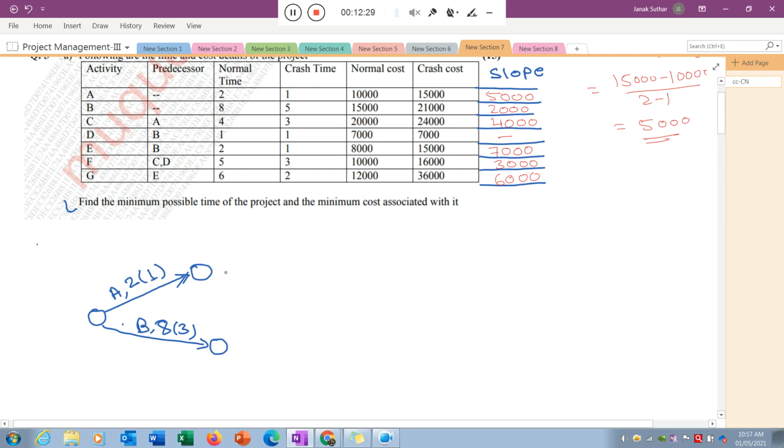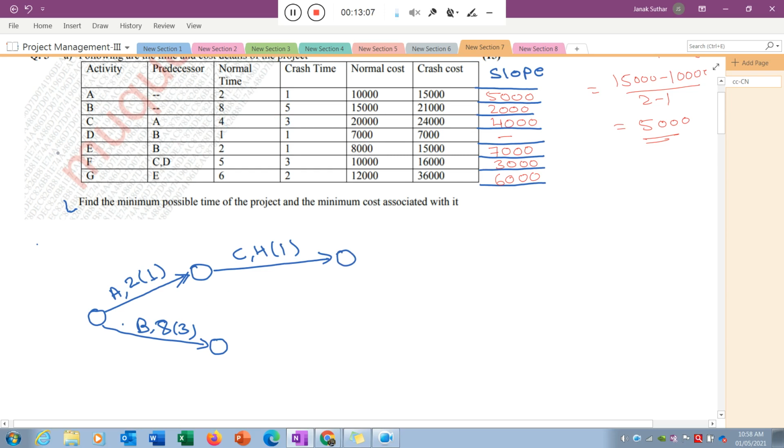Okay, so now the next one, activity C. Activity C means A must be complete, then you can start activity C. A is completed here, so I can start activity C. And for C, what is the normal time? That is the 4. So just write down 4 here. And what will be the feasibility of the reduction? That is nothing but 4 minus 3, which is equal to 1. Okay, so your activity C is completed here.